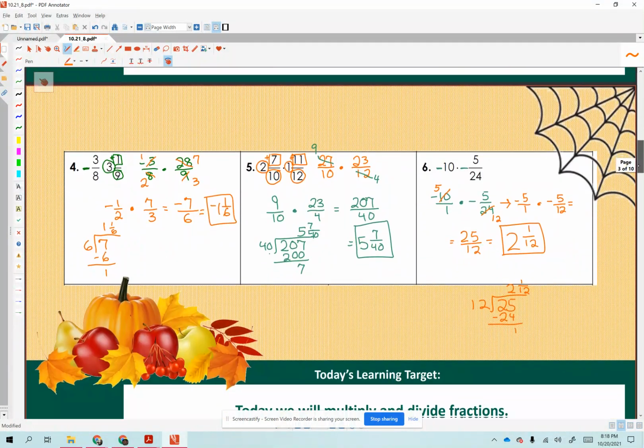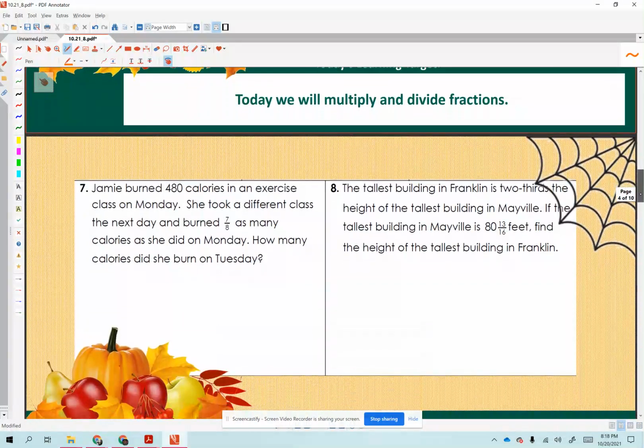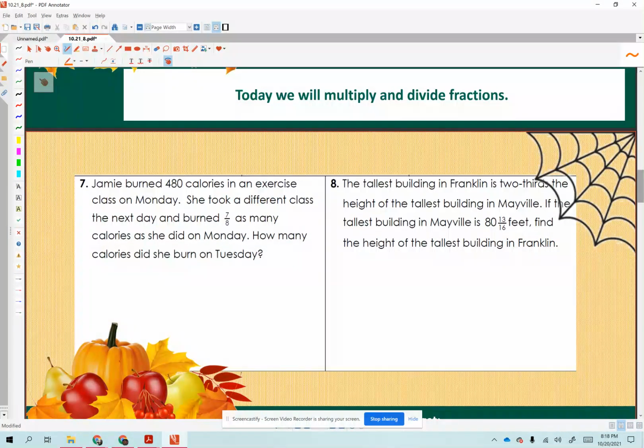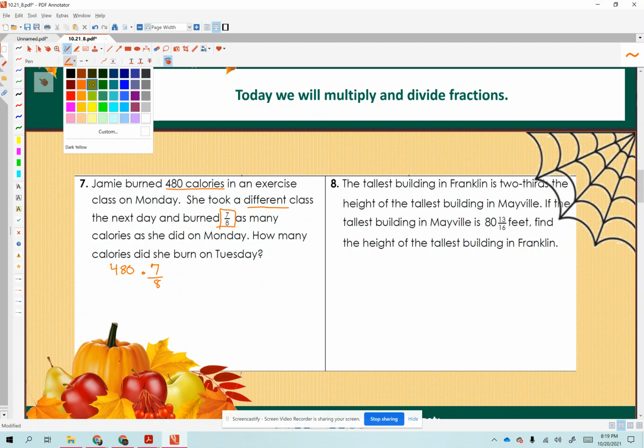So now we have some applications to do. So let's work on those. First, we have Jamie, who has been exercising. She burned 480 calories in an exercise class, and that was on Monday. She took a different class on the next day and burned 7/8 as many calories as she did on Monday. How many calories did she burn on Tuesday? So this is a multiplication problem. We are asked to multiply her Monday calories, 480, times 7/8, and we're asked to find out what the Tuesday calories are. And that's what we'll find out when we get the answer.